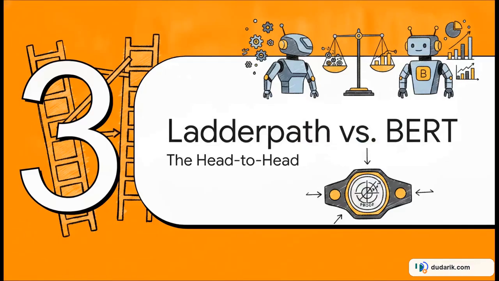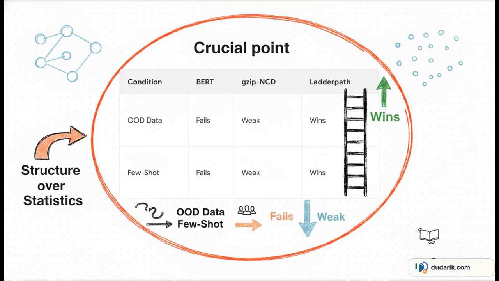Let's hit Section 3, Ladderpath versus BERT, the head-to-head. So the researchers took these three distance measures and integrated them with a simple k-nearest neighbor classifier. And when they benchmarked this across tasks, the results were just crystal clear. Under out-of-distribution and few-shot constraints, Ladderpath consistently takes the win. It drastically outperforms both gzip-based NCD and massive compute-heavy models like BERT in these incredibly challenging, low-resource settings.